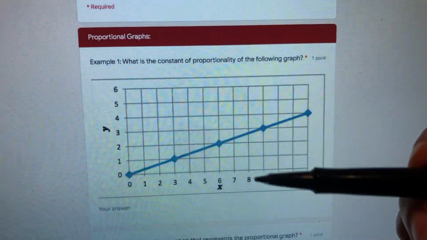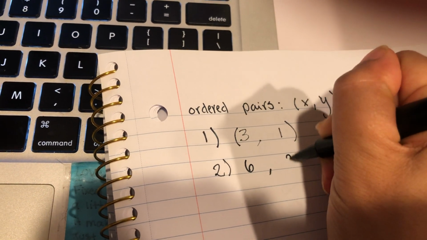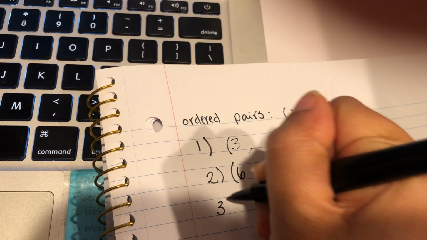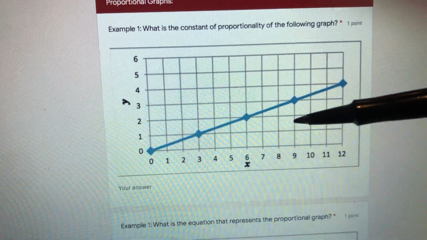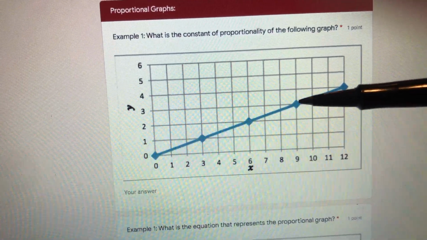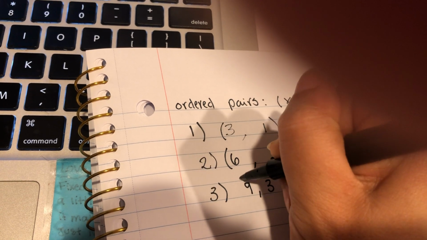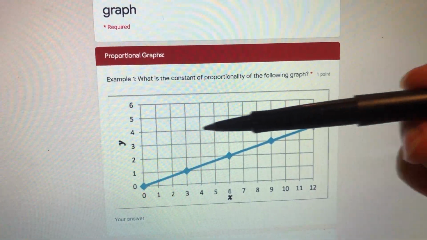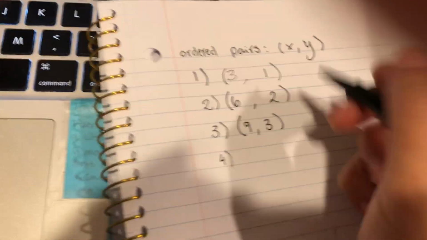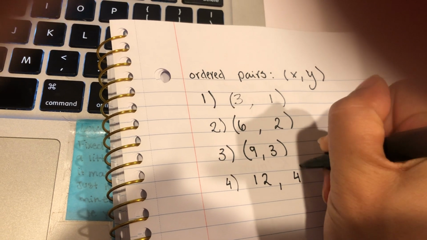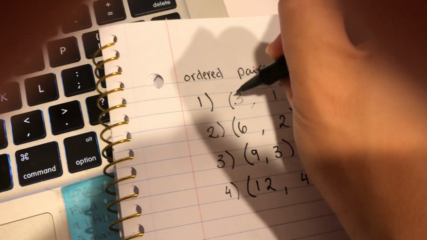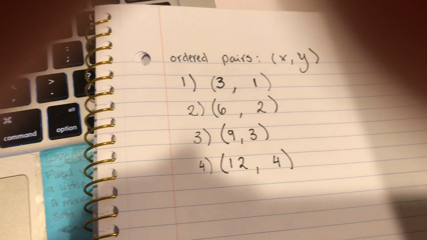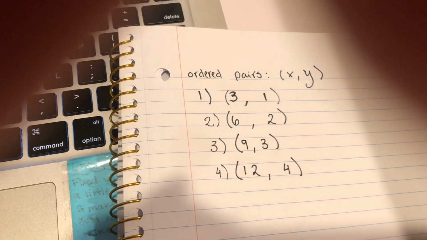Number 2, you have 6 and 2. So 6 was x, 2 was y. Next ordered pair, we got 9 for x, because that's again my x-axis, and then 3 for y. So we're going to write 9, comma 3. And if you wanted, you could do the last one, which is 12 for x, 4 for y. So I'm going to put 12 for x, 4 for y, and it's super important to make sure that we are correctly assigning the value to the right variable. So these are my x values, these are my y values.